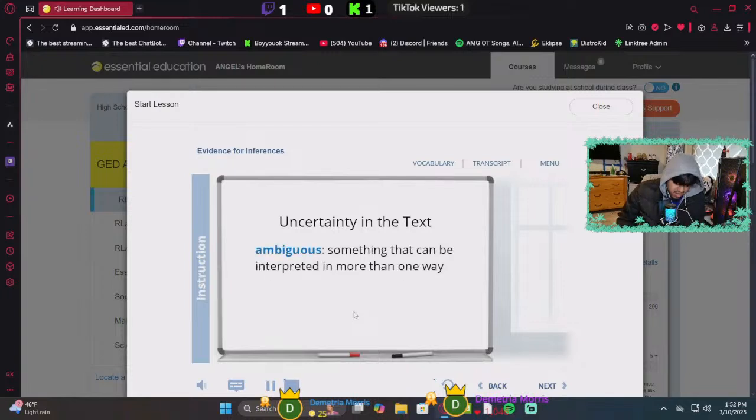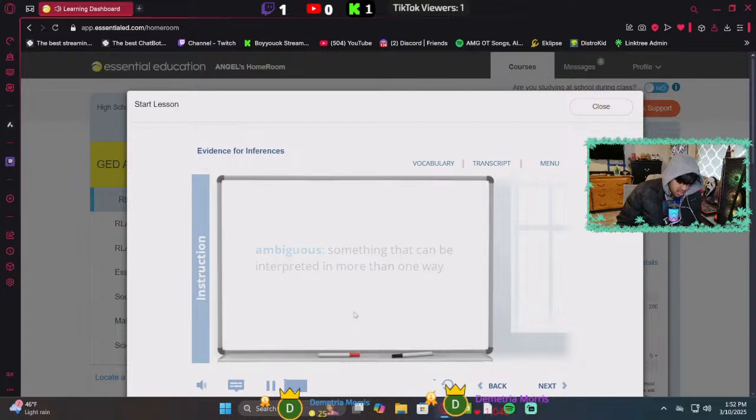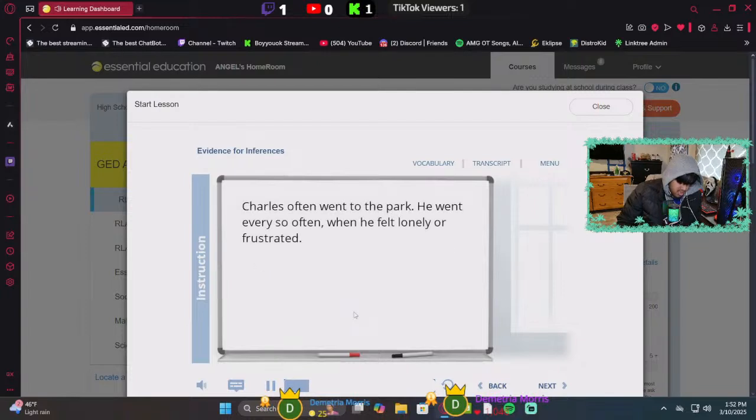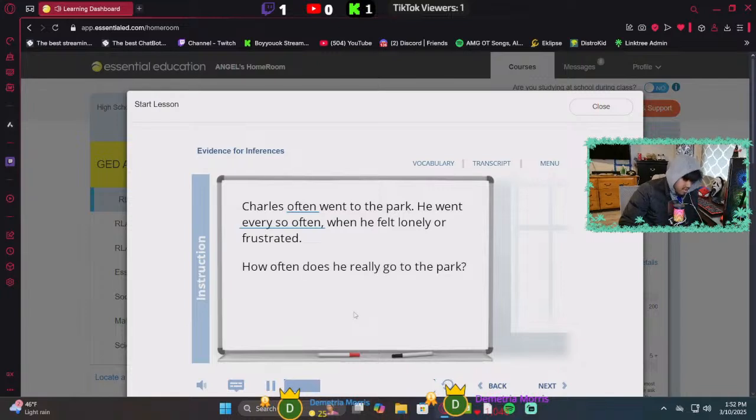If you can figure out when something's ambiguous, maybe it means one thing or maybe it means something else, you're really getting some deep understanding. Look at this example. It says, Charles often went to the park. Then it says, he went every so often. That means every once in a while. Those two sentences seem to contradict each other, right? How often does he really go to the park?